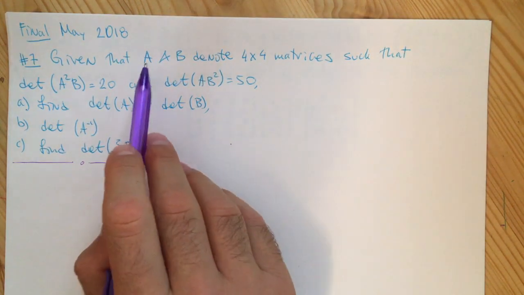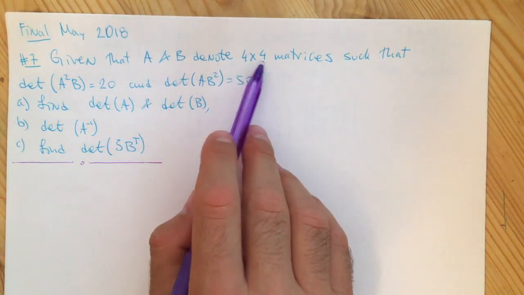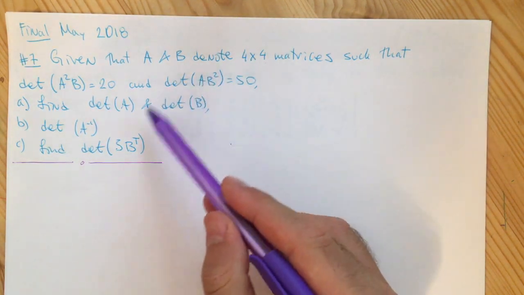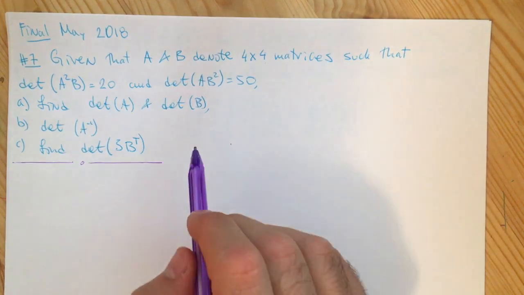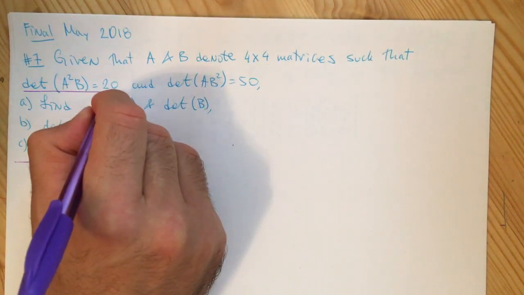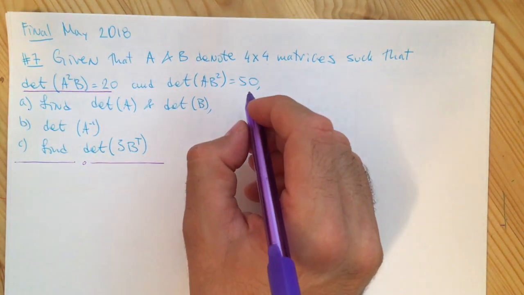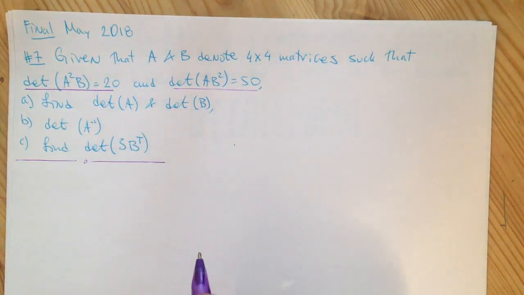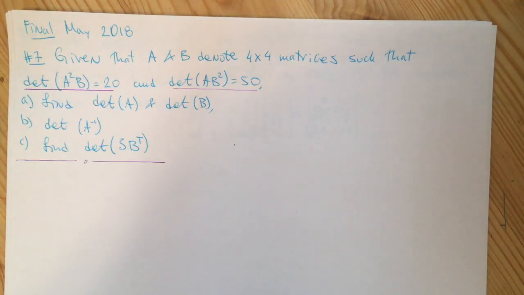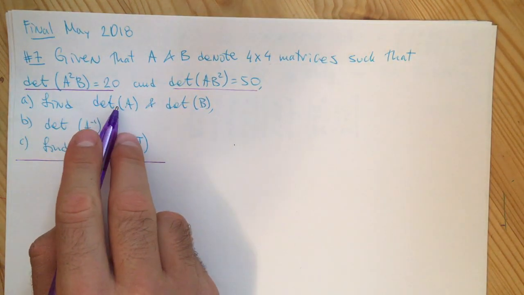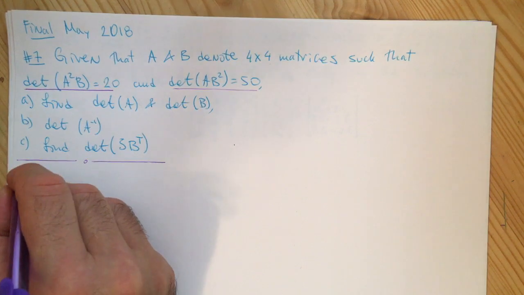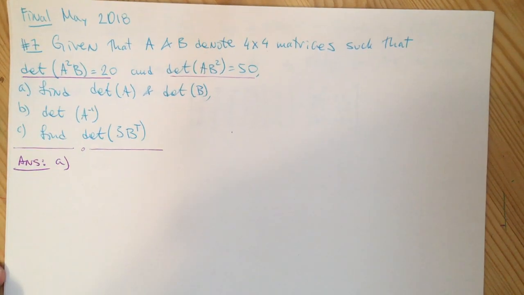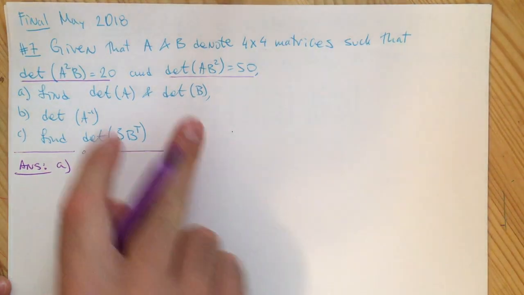Okay, so we're given two matrices A and B, both of them being 4 by 4. Maybe that fact will play a certain role in our solution or not. These are the given conditions: the determinant of A squared times B is 20, and the determinant of A times B squared is 50. The first question is: find the determinant of A and the determinant of B. Okay, so let's see how we're going to use these conditions here.